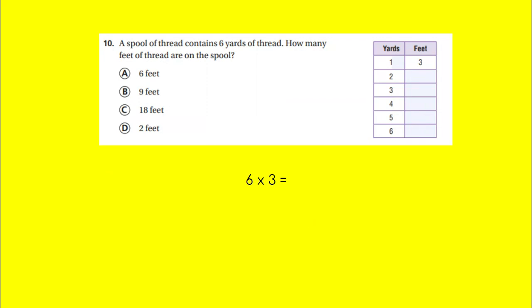Number 10. A spool of thread contains 6 yards of thread. How many feet of thread are on the spool? And they give you a chart right here. Oh, this looks like the multiples. The multiples of 3. So go ahead and fill in your chart. 6 times 3.